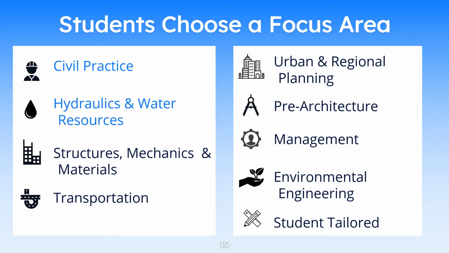Our next EFA is Hydraulics and Water Resources. Typically, graduates with this EFA can find work in positions involving stormwater drainage design and floodplain mapping. Next, we have Structures, Mechanics, and Materials. Graduates with this EFA can find work in civil engineering positions involving structural design and construction. This EFA is also good preparation for students who wish to pursue graduate study in structural engineering. Next is Transportation. Graduates with this EFA can find work in positions involving traffic, pavement, and bridge engineering tasks.